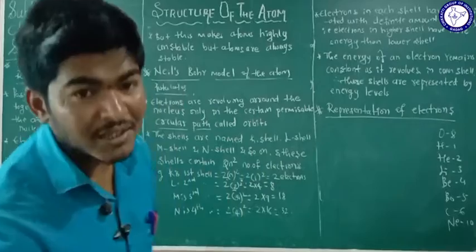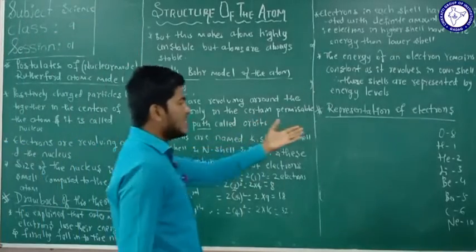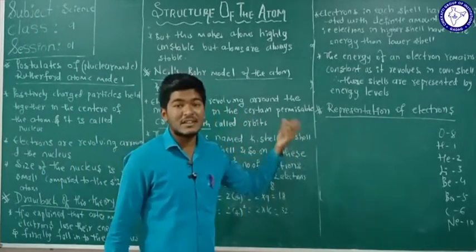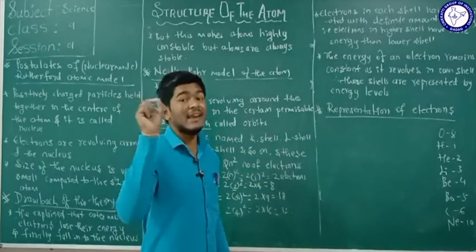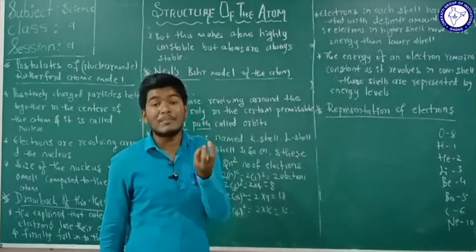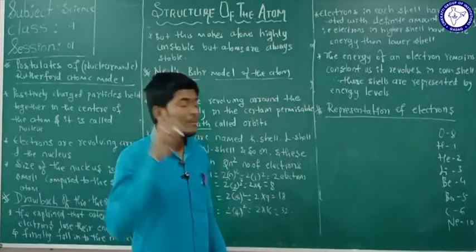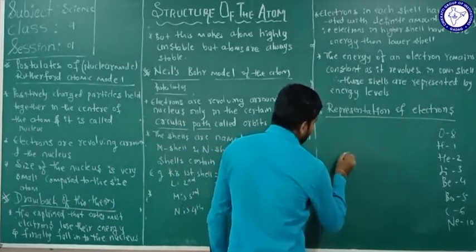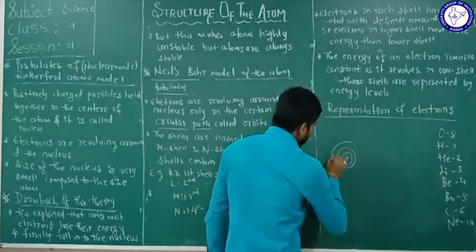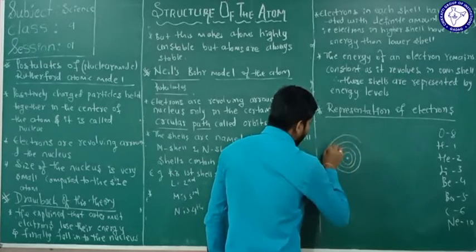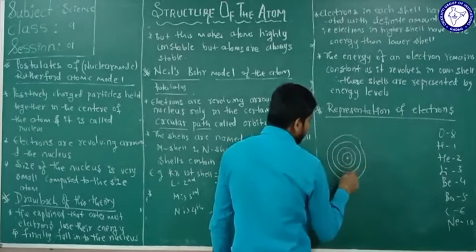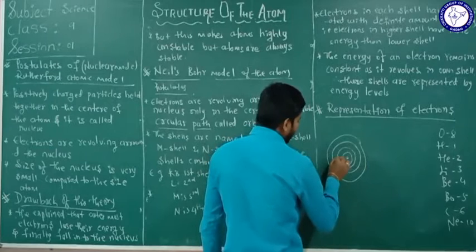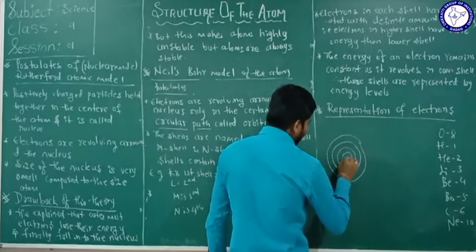I am considering one example here. The atomic number of oxygen is 8, therefore it has 8 electrons. How are we going to represent the electrons in the atomic model? I am considering this as the nucleus. This is the first shell, first orbit, second orbit, third orbit, fourth orbit. That is K, L, M, N. You can write here K, L, M and N.